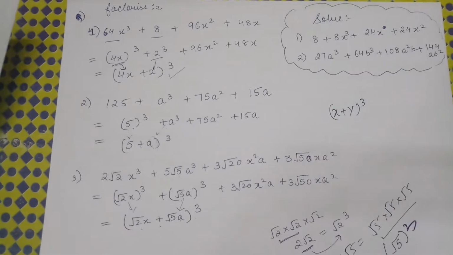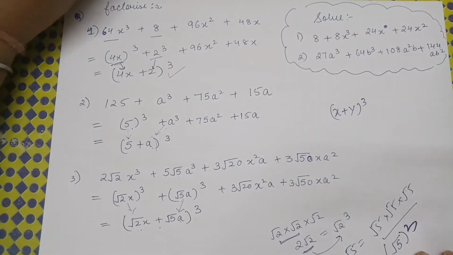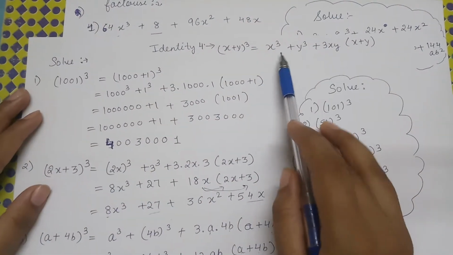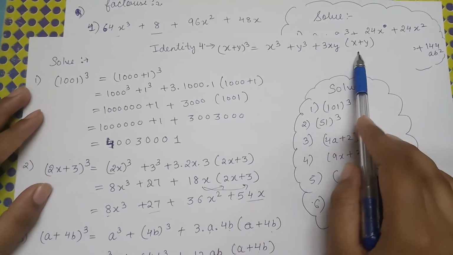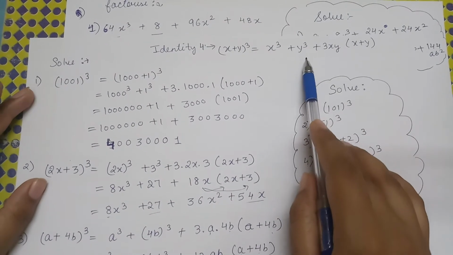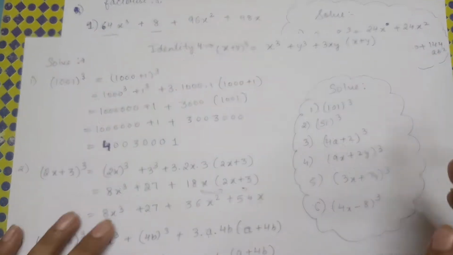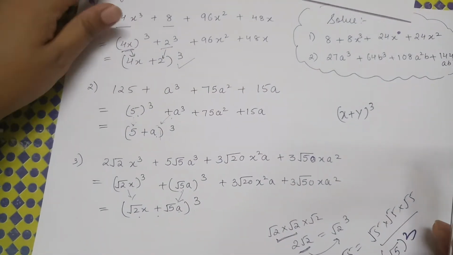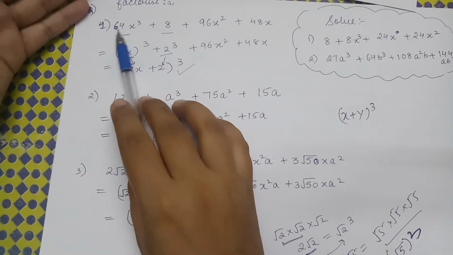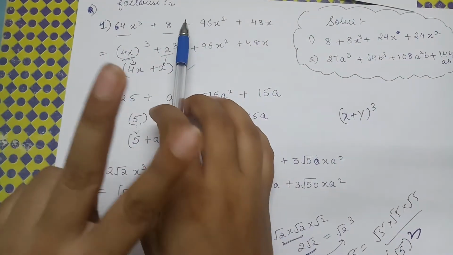Next, we have to factorize. If we have the expanded form of any polynomial, we can factorize it in this form. Clear? So we have to factorize. For factorization we have to focus on only two terms. This is the question. We have to factorize it.